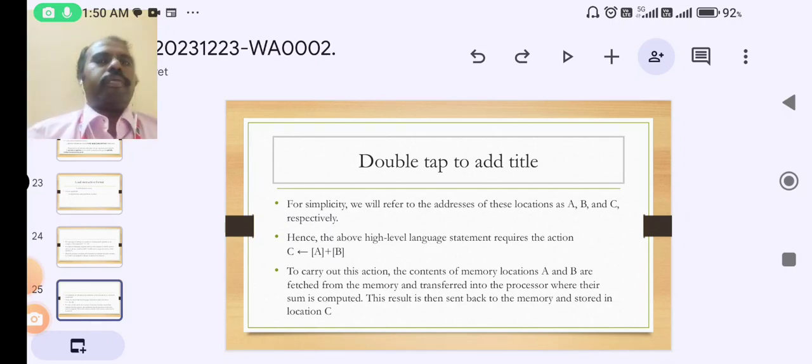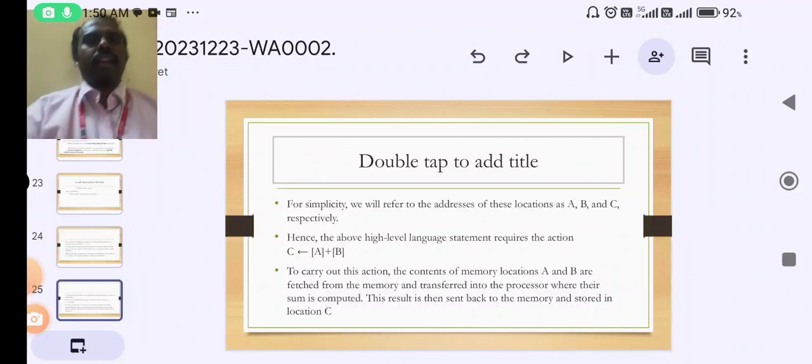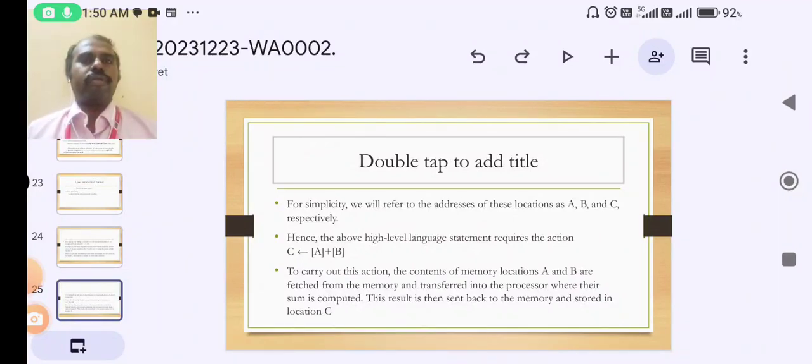So in the MIPS architecture, or the ISA, instead of values, we are using the locations. Here A, B, C will be considered as locations. It is not the data. It is the location. To carry out this action, the contents of memory locations A and B are fetched from the memory and transferred into the processor where their sum is computed. This result is then sent back to the memory and stored in location C.